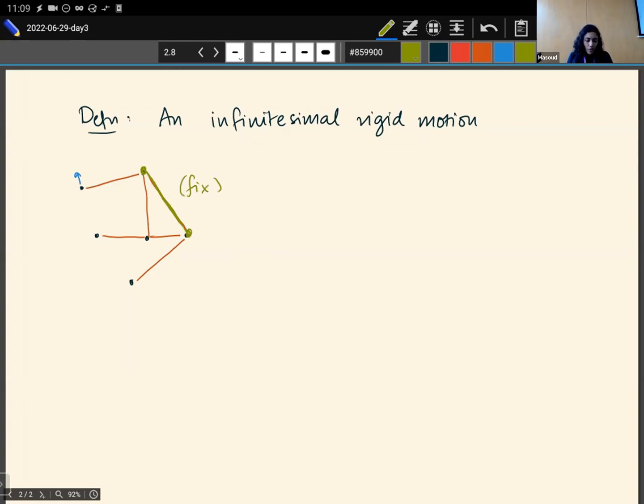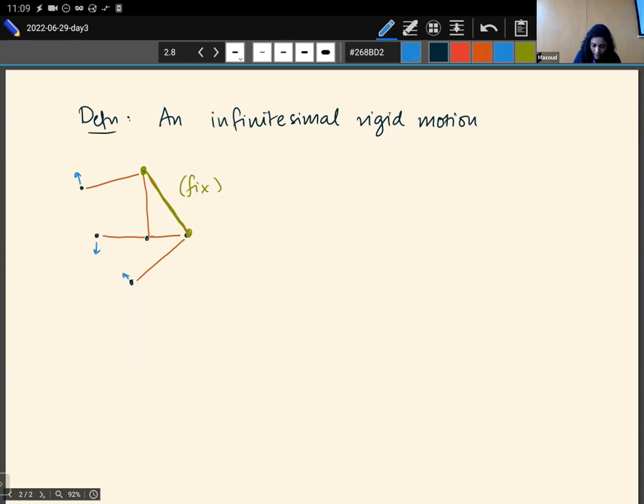And now note that if I have this vertex right here, if I want the length of this rod to not change, then its direction of motion has to be orthogonal to the rod, right? So it can be either up here or it can be down there. So I have to choose one. So I have to choose a direction and I have to choose a length. Okay, so that's what an infinitesimal rigid motion is. So that would, in this case, be choosing a direction at each of the other points.